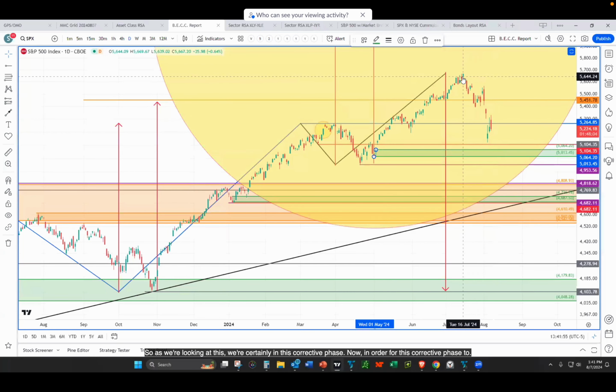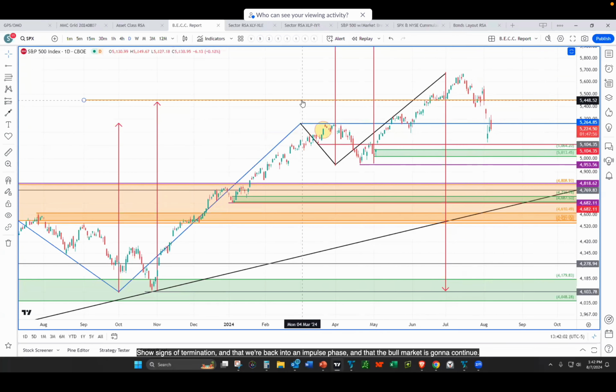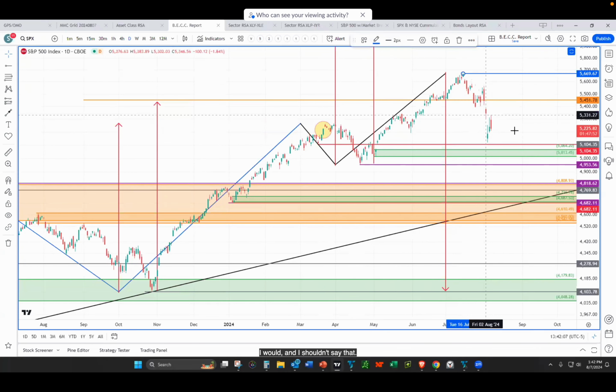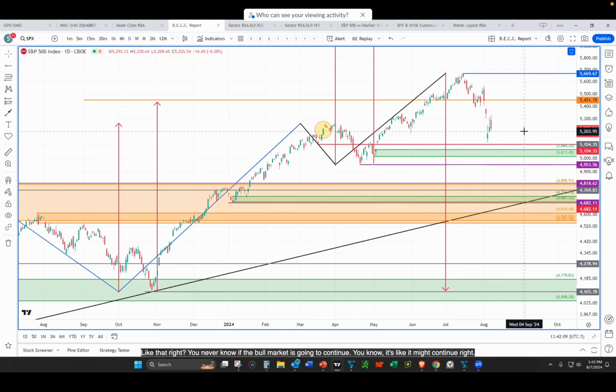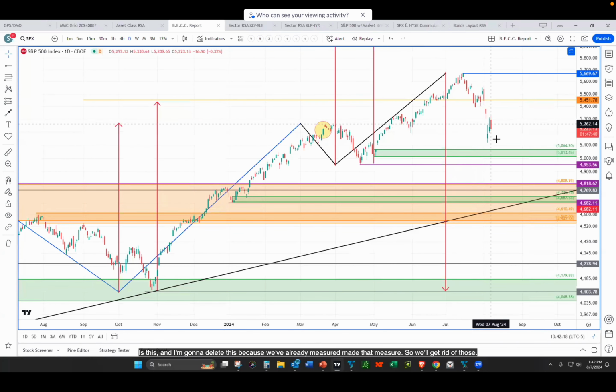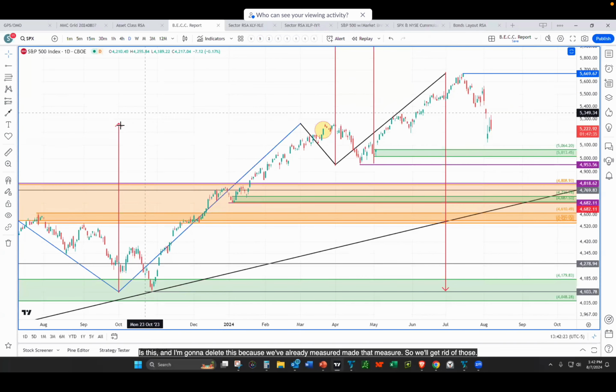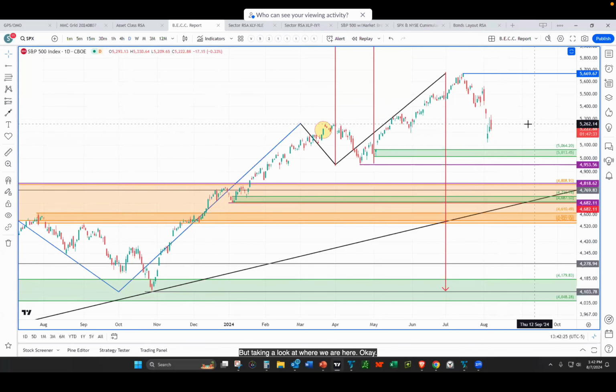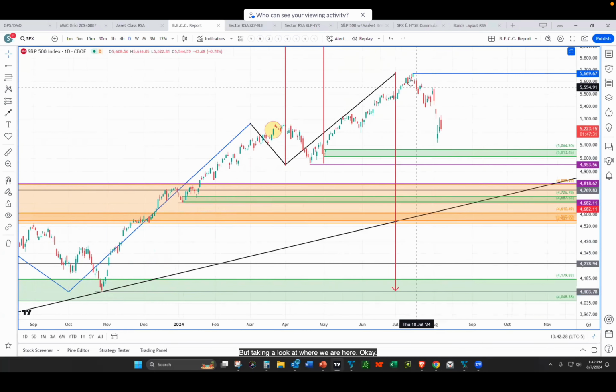All right. Now, in order for this corrective phase to show signs of termination and that we're back into an impulse phase and that the bull market is going to continue, I would, and I shouldn't say it like that, right? You never know if the bull market is going to continue. It might continue, right? So what I would be looking for is this, and I'm going to delete this because we've already made that measured move target there. So we'll get rid of those. But taking a look at where we are here, okay?